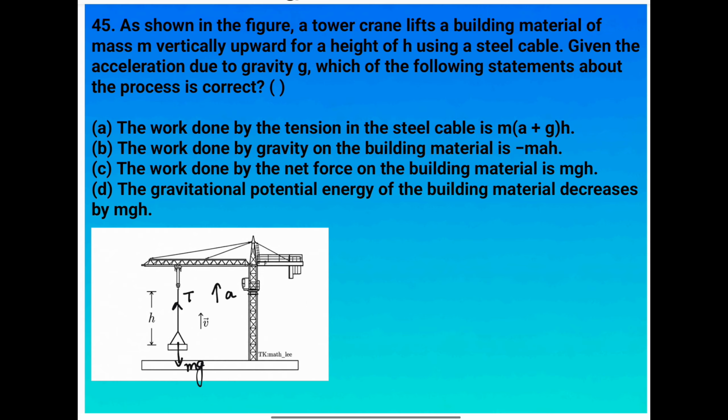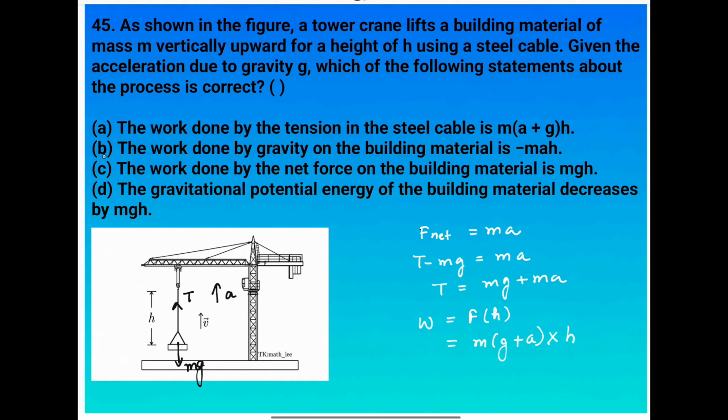So the work done by tension, or we can write F net force is equal to mass times acceleration. So here net force will be T minus mg is equal to m into a. So tension force will become mg plus m into a. This is the tension force, and we need to find the work done by the tension force. We know that work done is equal to force into displacement, and here displacement is given as h. So we will put the value of tension, that is m into g plus a into h. So according to this, option A is correct.